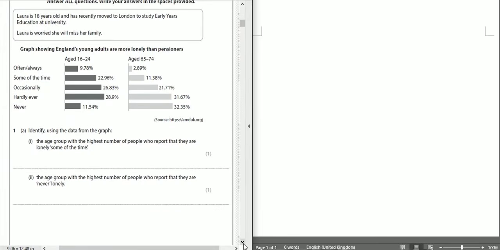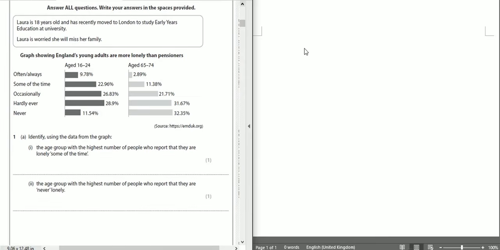Our first question, which does seem to be common across most of these exam papers, particularly for Unit 1 in recent years, begins with graph data analysis. We're looking at a graph based on some facts, and we're trying to determine what is happening and what it is showing us. The first question is looking at Laura. Laura's 18 years old and has recently moved to London to study early years education at university. Laura's worried that she'll miss her family, and the study is all about loneliness.